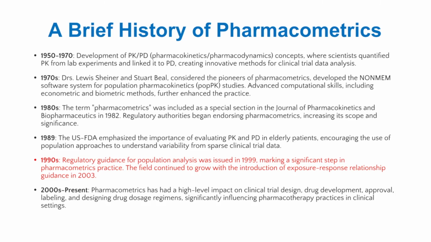Around the same time, exposure response analyses became increasingly important, helping researchers better understand the relationship between drug exposure and clinical outcomes. Since the early 2000s, pharmacometrics has become an integral part of modern drug development. Today, pharmacometric models are routinely used to support clinical trial design, dose selection, regulatory submissions, product labeling, and many aspects of model-informed drug development. What began as a set of quantitative methods has evolved into a discipline that influences decisions throughout the entire drug development process.